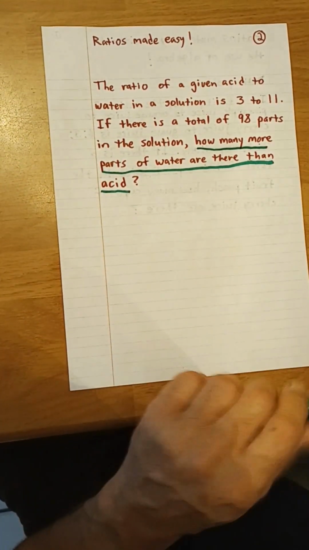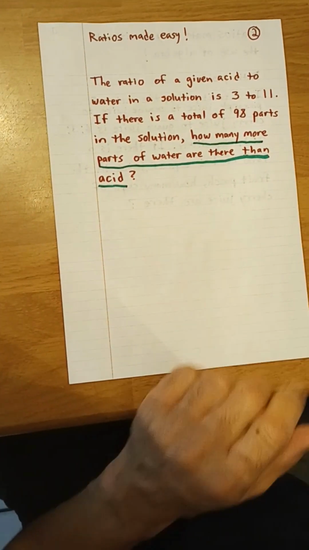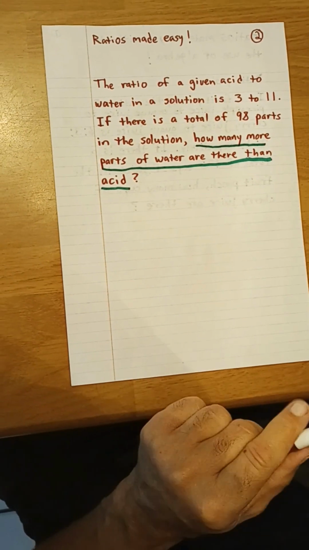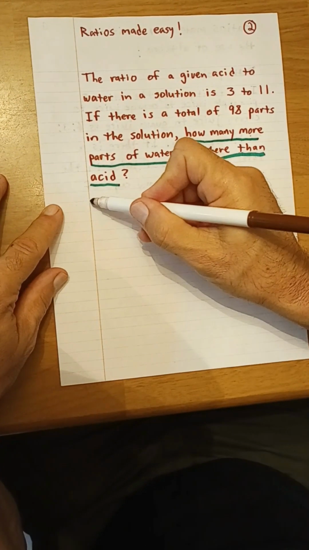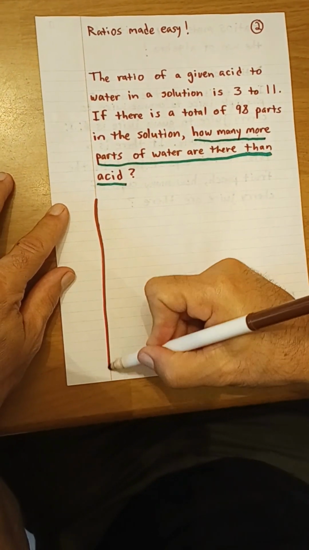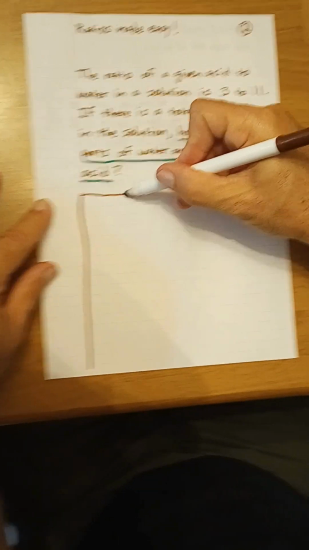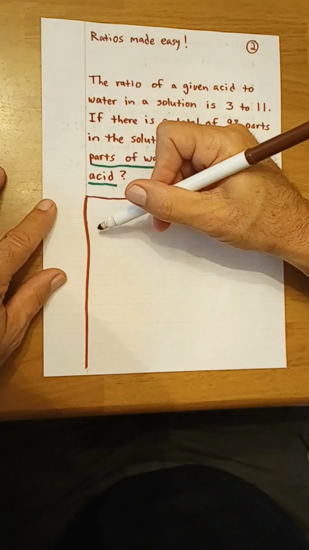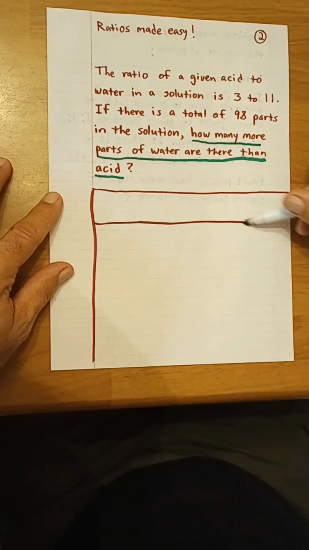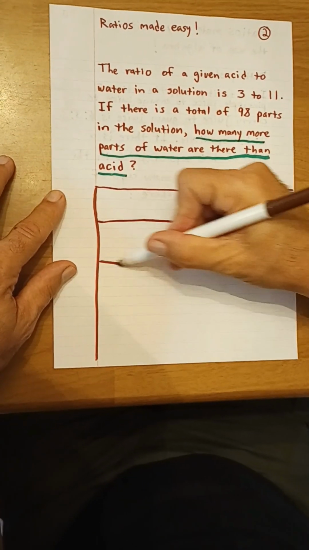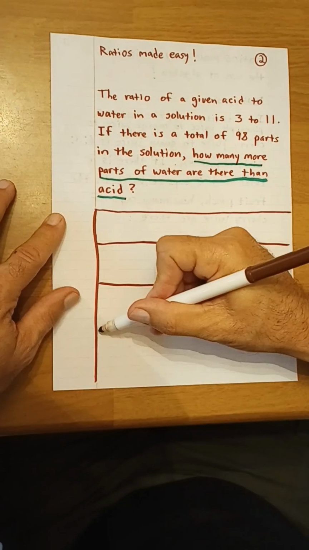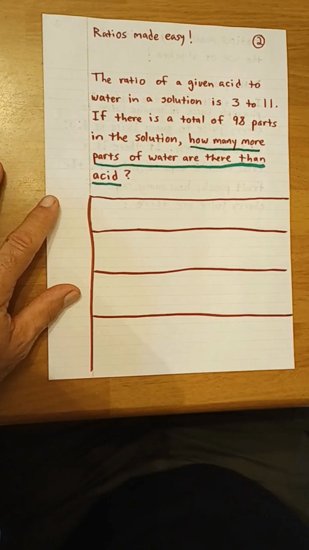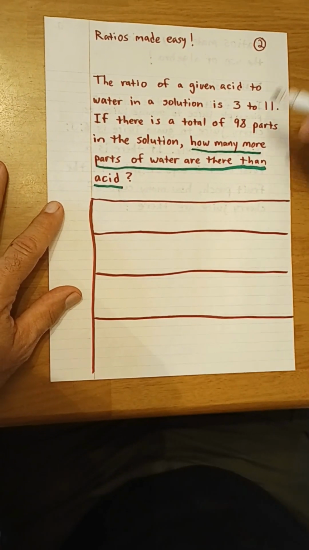Okay, so here's how we're going to do this. And I'll do this again in brown. We're going to set up a ratio box, right? And a ratio box is a very convenient way of organizing the information, right? Which will lead you to the answer. So we're going to do 1, 2, 3, and 4 rows, right? Then we're going to set up various columns.